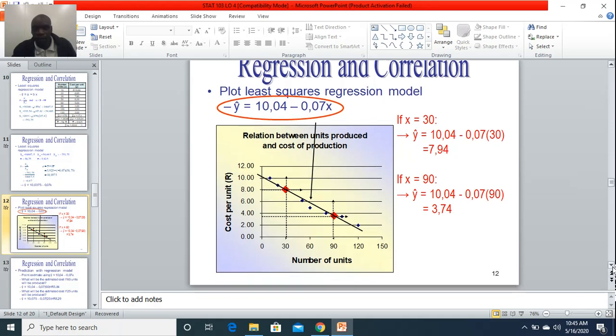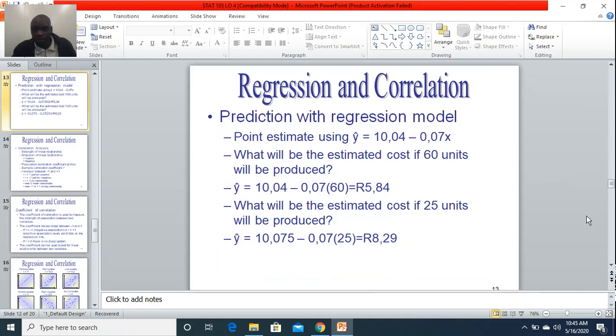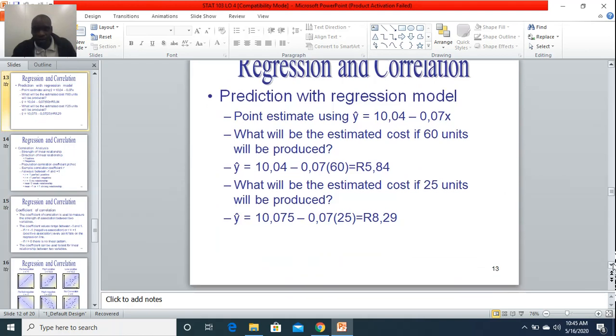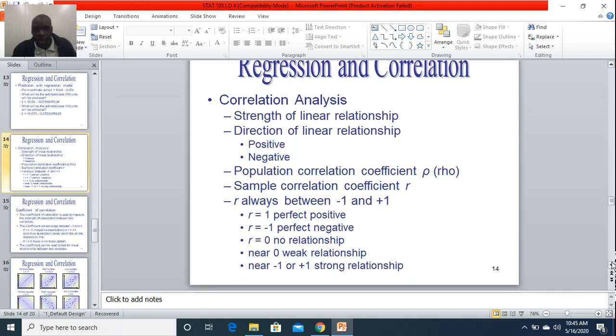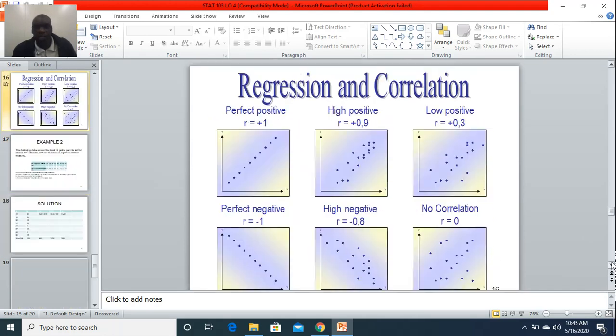There are certain relationships which can come after we calculate, or after we do the scatter plot. These are the possible scatter plots that we can get. If we get a straight line going up like this, it means there is a perfect positive relationship. Positive means going up. If the points are close to each other, it's strong or high positive. Not close, low positive. Going down, negative. If it's a straight line, perfect negative.